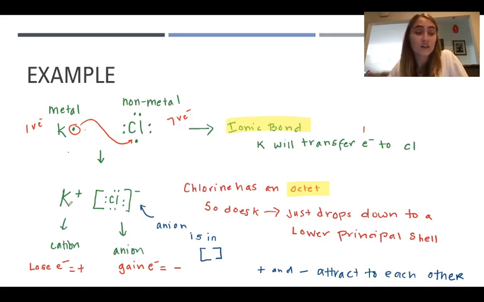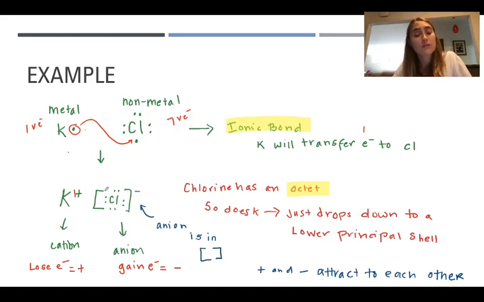You become a cation. So potassium ends up with a positive charge, a 1+ charge. We don't have the 1 written, but you could write a 1+ charge here. Now, chlorine has gained an electron. That's a negative thing. So it ends up with a negative charge.